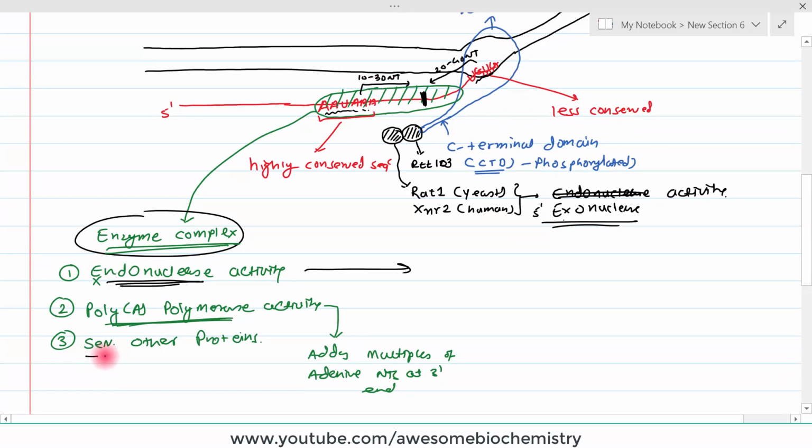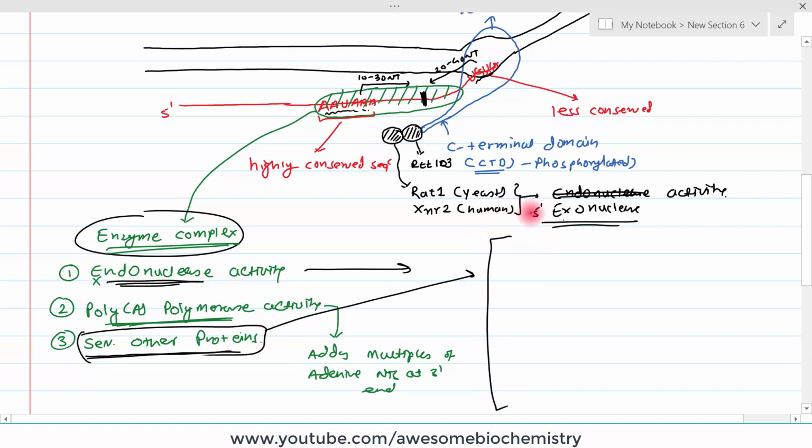Now coming back to this enzyme complex. We had also talked that there are several other proteins. What are these several other proteins? So we will write over here several other proteins. One is the cleavage factor 1 and cleavage factor 2. These two proteins are there which help this endonuclease activity.